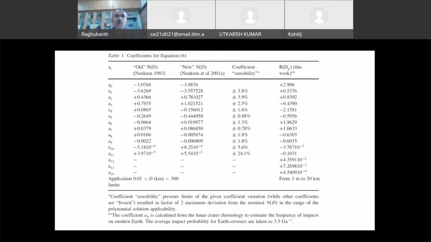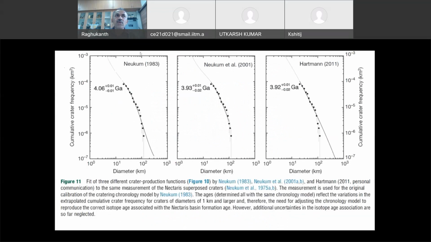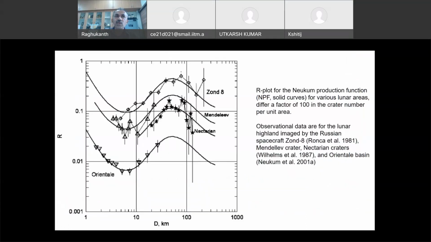This also I showed you in the last class. This Neukum production function shows how it fits the data, and because it is a polynomial you will see this type of wavy structure. What they claim is that the data is also a wavy structure, so instead of fitting a straight line we can fit a wavy curve, which is essentially this polynomial. This we also saw in the last class.